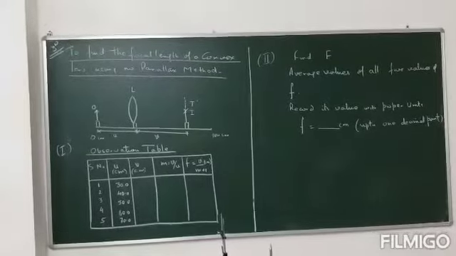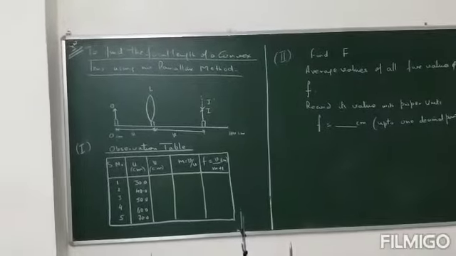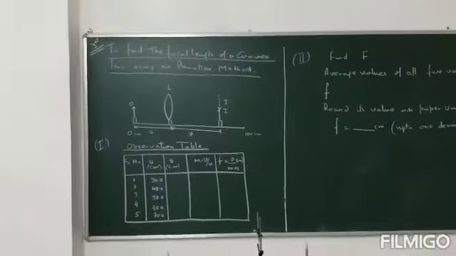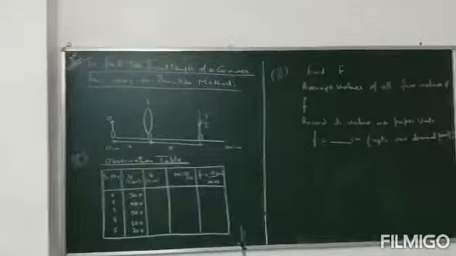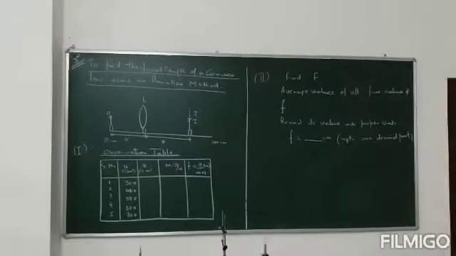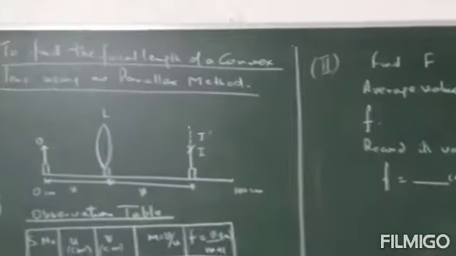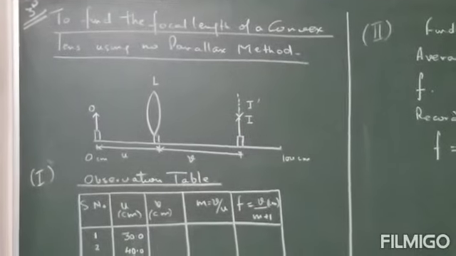You will see, as in the diagram, you will arrange the object pin O, the lens L, and the image pin I on the optical bench. According to the diagram, O is the object, L is the lens, and I is the image.